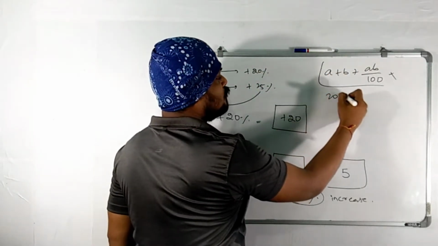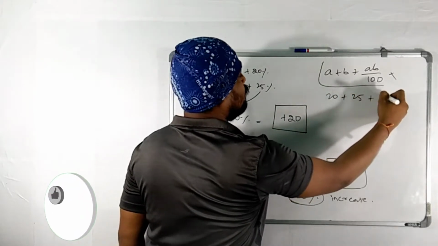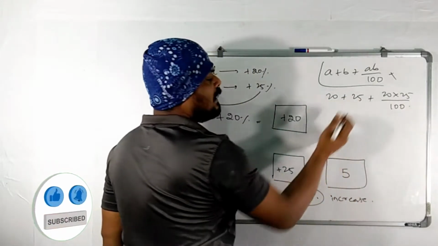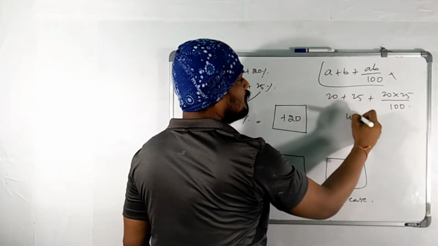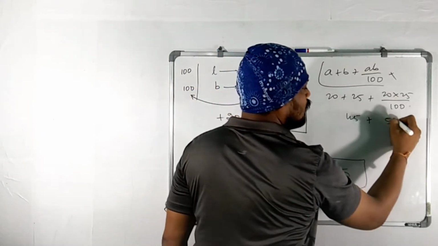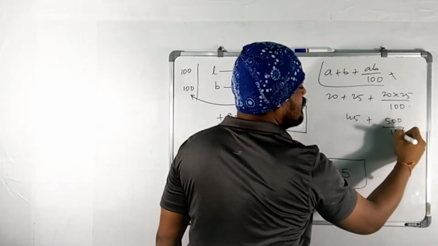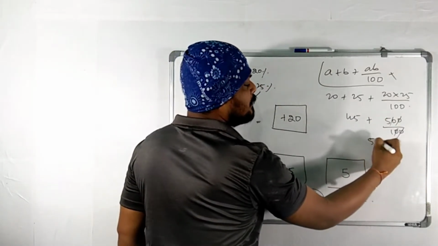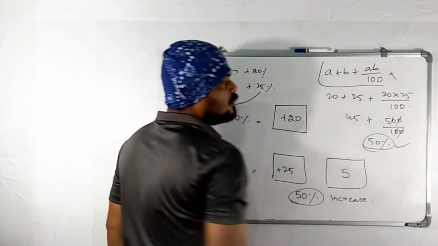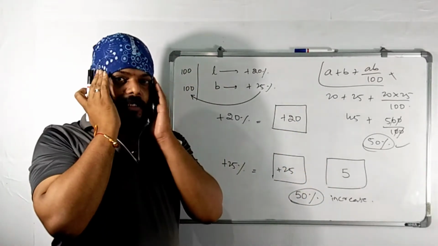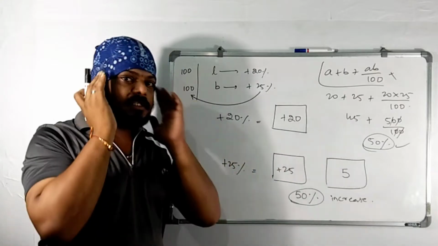If you also take the formula and put all those values in it, let us try to solve this with the formula. Plus 20 into 25 upon 100. 20 plus 25 is 45, plus 20 into 25 is 500. 500 upon 100, the zeros get cancelled, and 45 plus 5 is 50 percentage. You can solve with that method also, but with this box method you may calculate all those things in your mind itself.